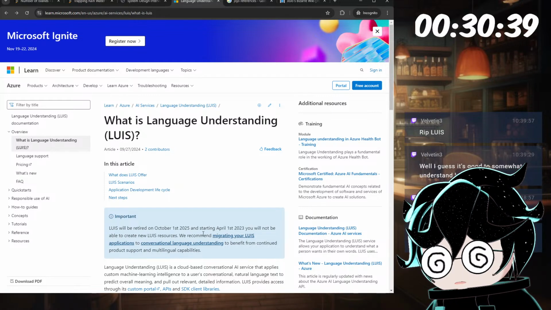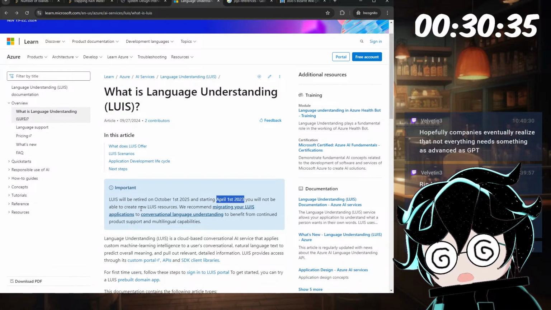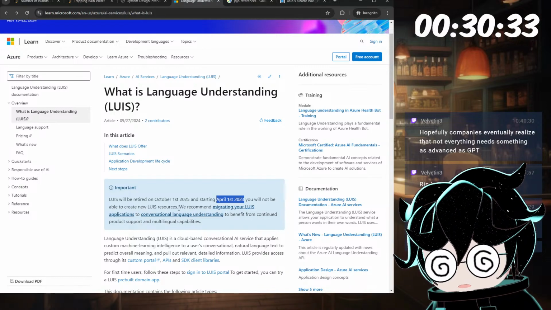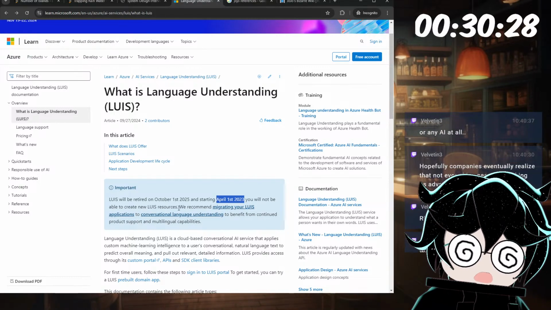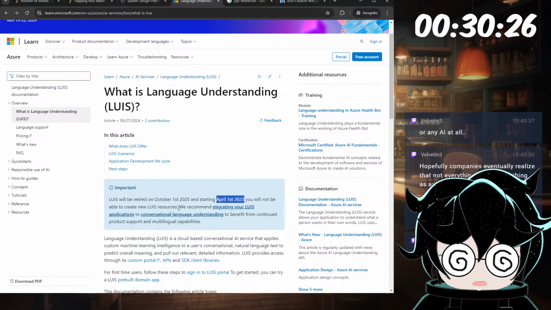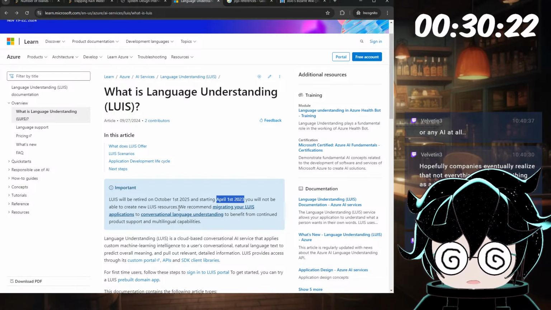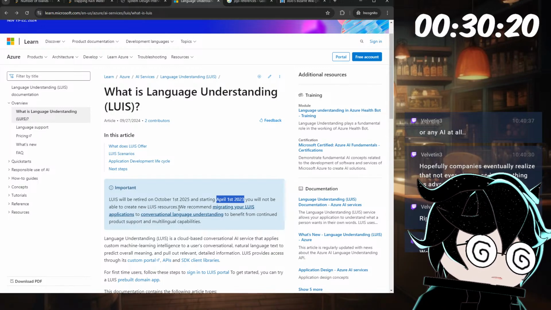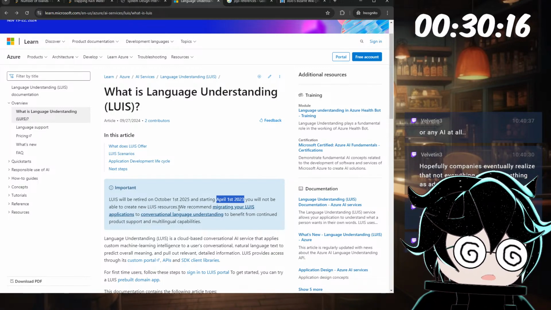Oh wait, it was already obsolete starting April 1st, 2023, because you can't create any new LUIS resources. Yeah. No. That means my chatbot feature doesn't work anymore to this day. No. Velveteen says, hopefully companies eventually realize that not everything needs something as advanced as ChatGPT.